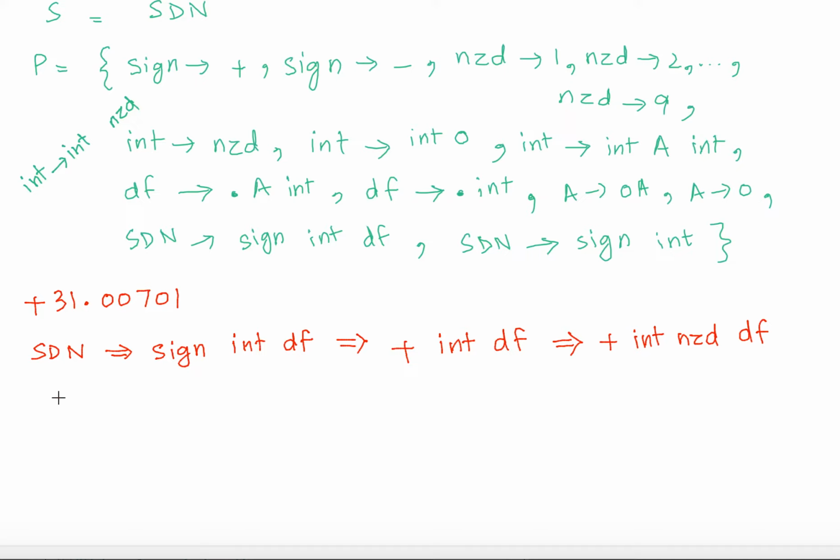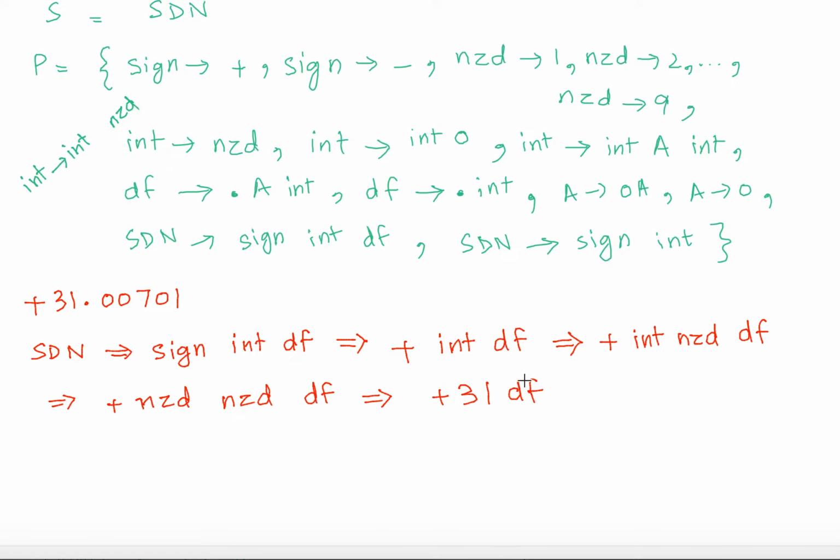So I can say plus non-zero digit and decimal fraction. And then non-zero digit can be replaced by any number from 1 to 9. So I'll replace this by 3 and this by 1, and I will do it in one step. Okay, so plus 3, 1, and then decimal fraction.